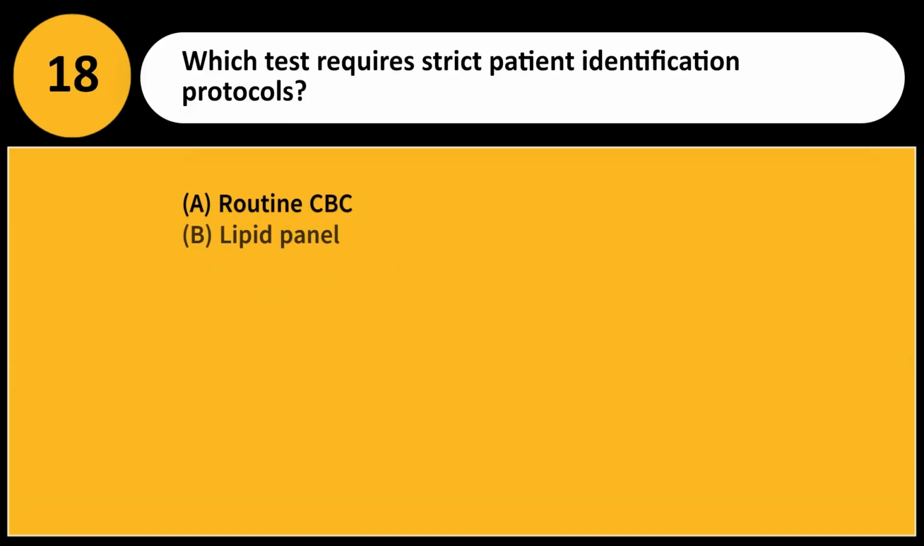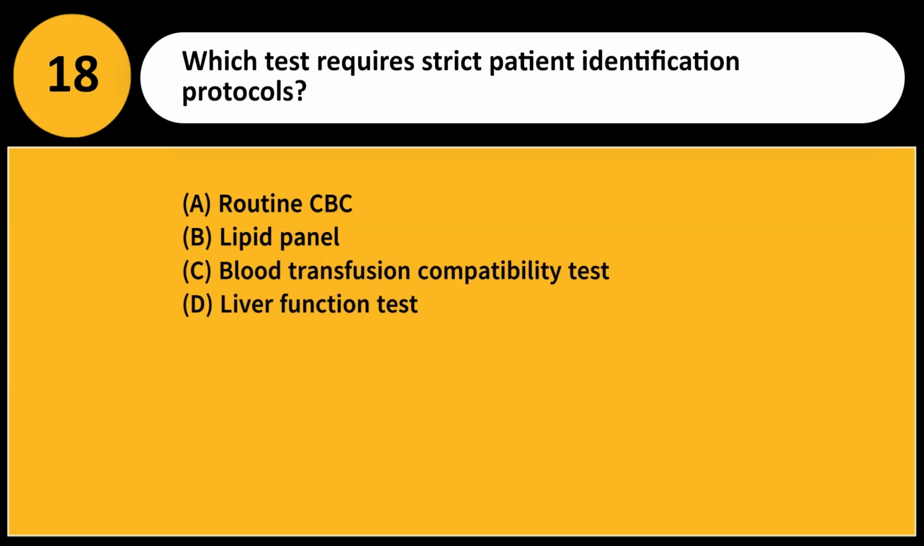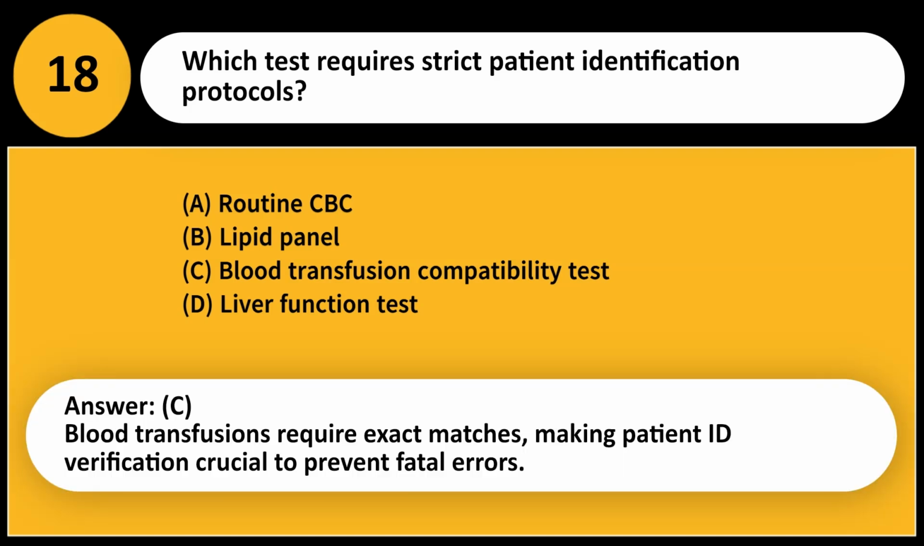Which test requires strict patient identification protocols? A. Routine CBC. B. Lipid panel. C. Blood transfusion compatibility test. D. Liver function test. Answer: C. Blood transfusions require exact matches, making patient ID verification crucial to prevent fatal errors.